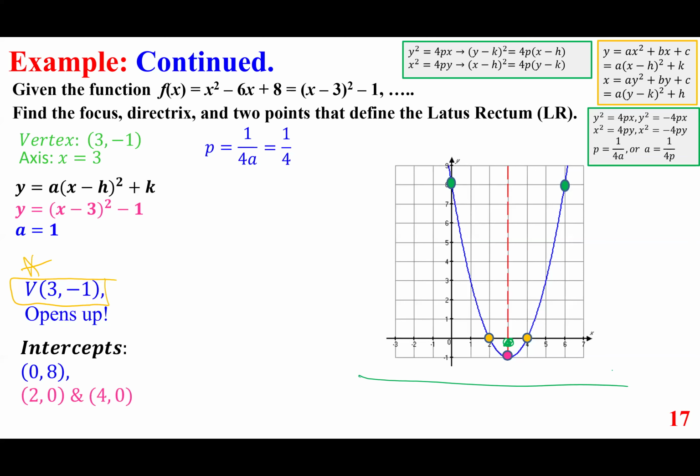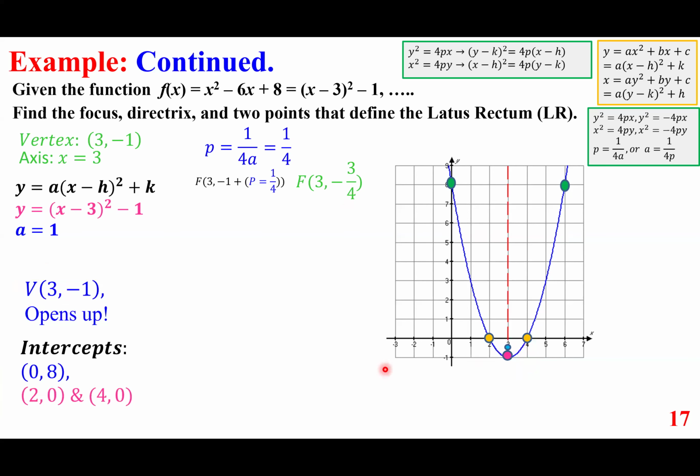All we have to do is figure this out, and this distance is, as I mentioned, P. So we're going to go back to the vertex, and we're going to add P units to its y coordinate. The x coordinate does not change. The y coordinate is -1 plus P, which is 1/4. And so the focus is located at (3, -3/4). So right there, let me erase my work. Again, this may not be to scale.